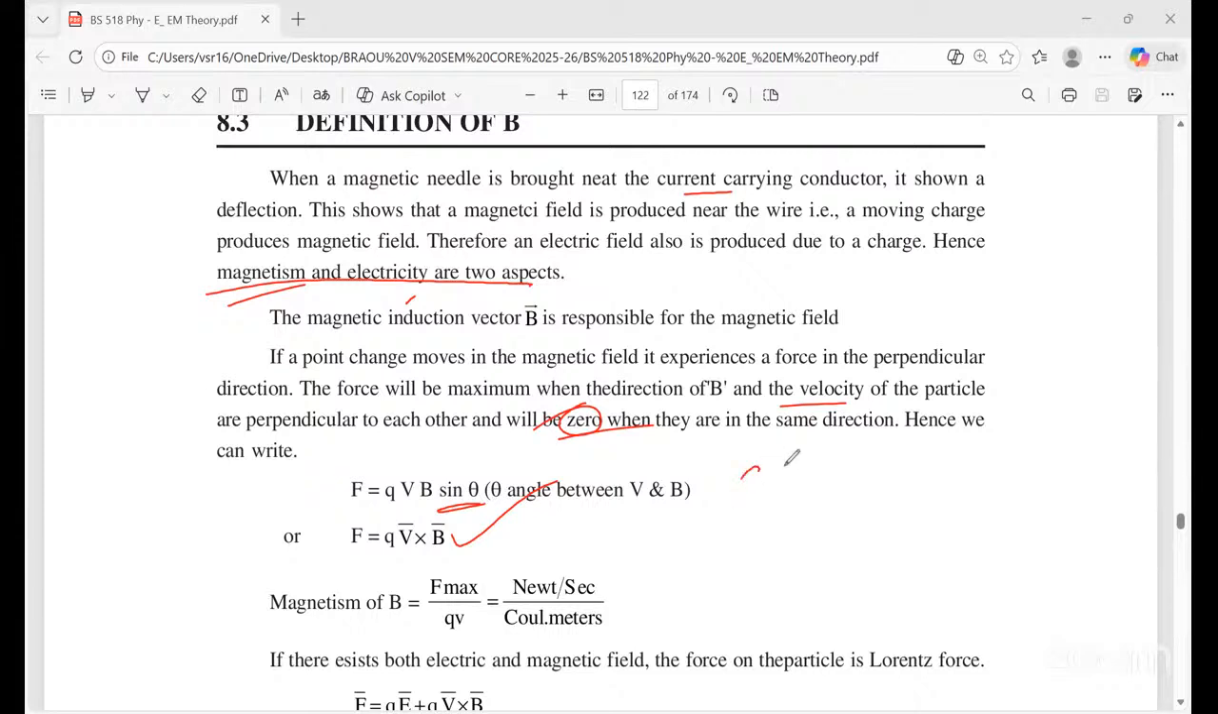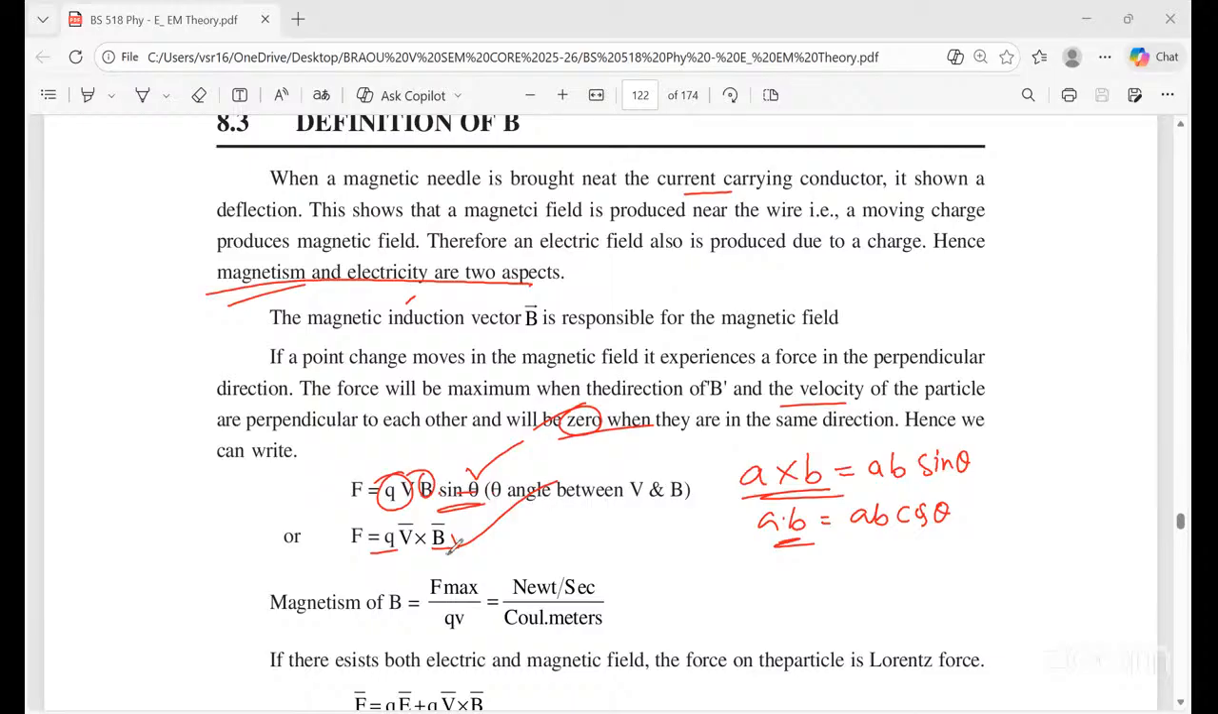Why A cross B? Cross product and A dot B. Okay, dot product. This is cross product. Simply, let's say this is A, this is B. AB sin theta means A cross B.